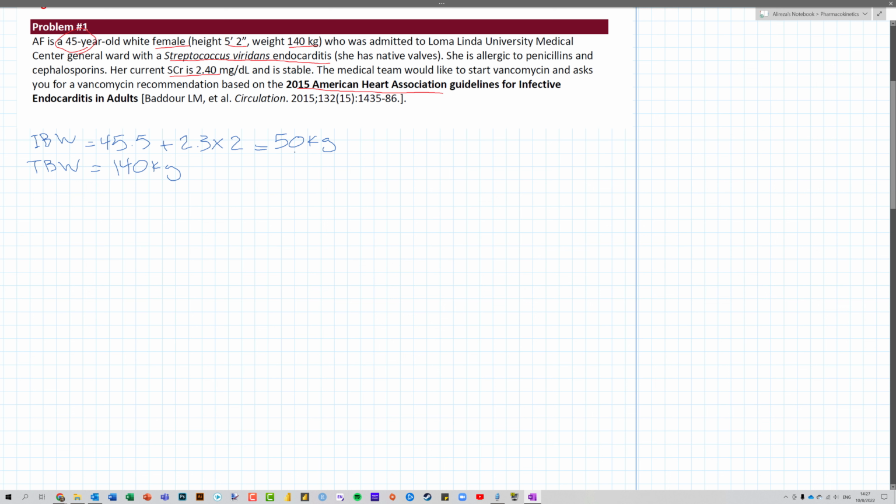Now that's significantly higher than the ideal body weight. So if you calculate the BMI, the BMI would actually be 56.4. So she is definitely obese. And you don't necessarily have to calculate BMI, but if you get the ratio of total body weight to ideal body weight, it is definitely more than 30%.